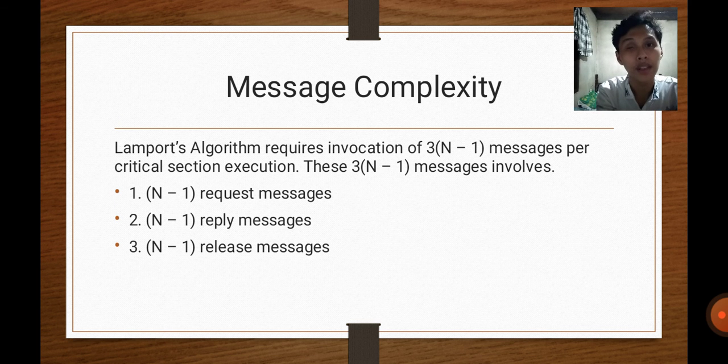Message complexity. Lamport's algorithm requires invocation of 3(n-1) messages per critical section execution. These 3(n-1) messages involve first, (n-1) request messages, (n-1) reply messages, and the same number of release messages.